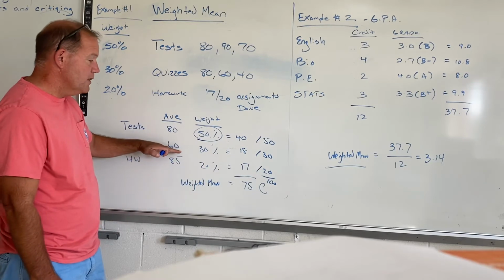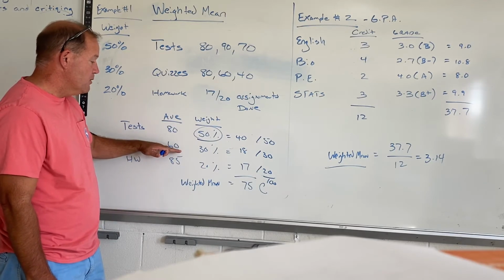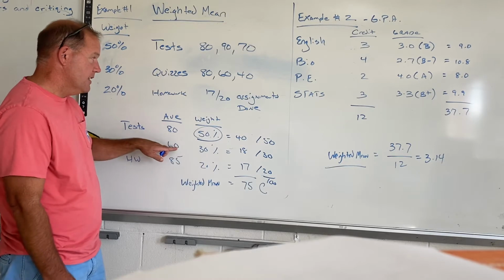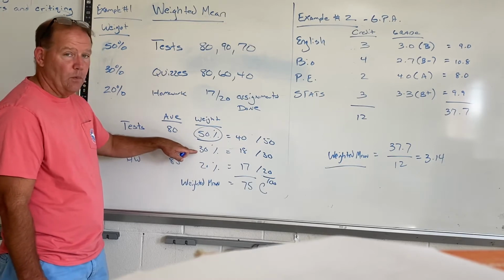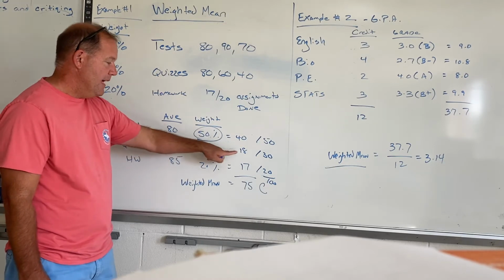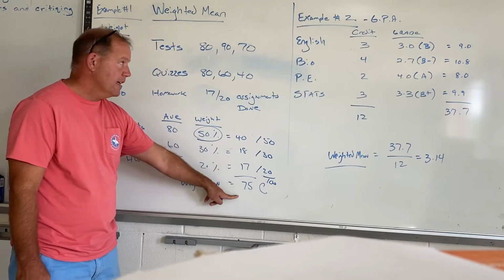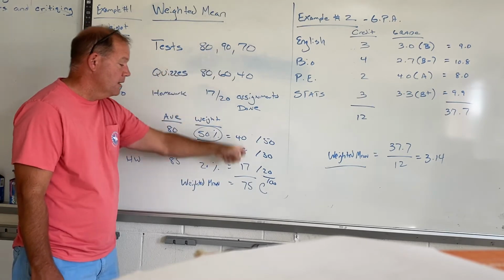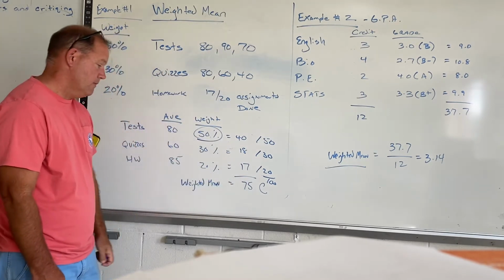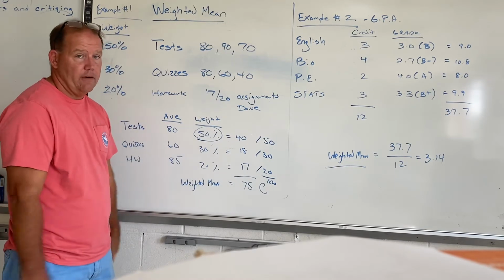What hurt you were the quiz grades. Okay, the quiz grades dropped you down because you only had a 60 average, and that was a pretty good weight, 30%. So that's really where you got hurt in your grade. That's why your grade dropped from a B minus to a C. Okay, homework kind of leveled it off.